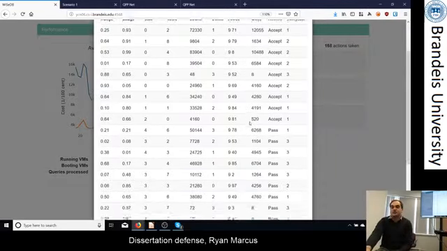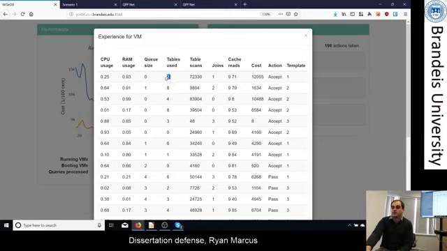So this virtual machine, when my CPU usage was at 25% and my RAM was totally pegged, when I didn't have any more queries in the queue, and I had a query using 2 tables with this many estimated scans in a single join, accepting it had a cost of 12,000 units. Alternatively, when my RAM was significantly less pegged and I was running a query with significantly fewer scans, accepting it only had a cost of 8.